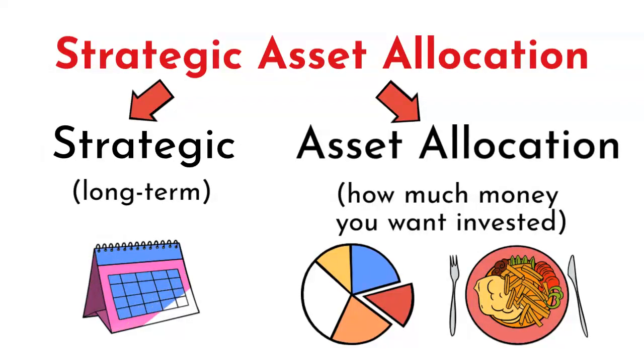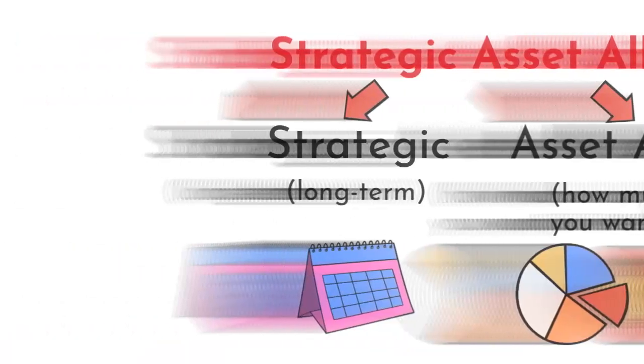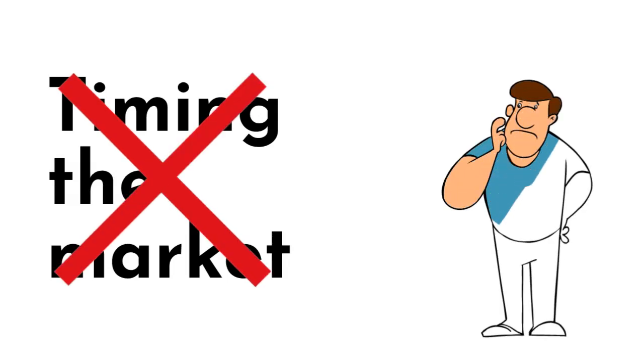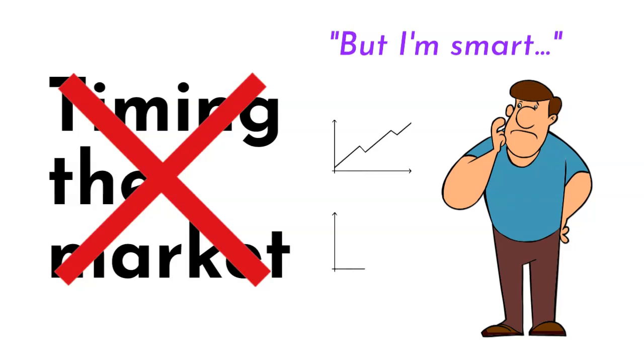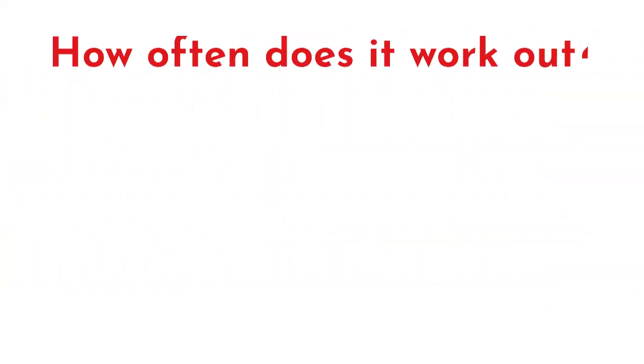If you change it often, then you're trying to time the market. Timing the market is one of the worst ways to make money, so don't do it. It's counterintuitive. We like to think that we're brighter than we actually are. We think that we will get in and out of the market at exactly the right time so we can profit the most. In reality, how often does that work out?